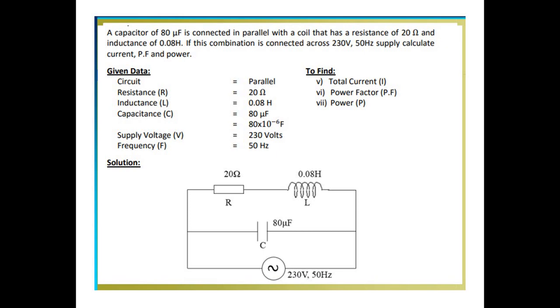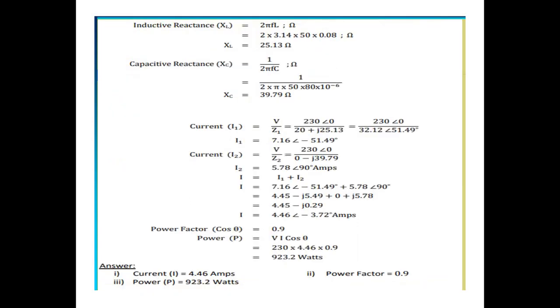Here the parallel combination: resistance and inductance, and across them the capacitance, as well as across the supply voltage in this AC circuit. Here 20 ohm resistance and inductance is 0.08 Henry, and parallel capacitor 80 microfarad. Here inductive reactance XL is equal to 2 pi FL, 2 into 3.14 into 50 into 0.08, XL is equal to 25.13.